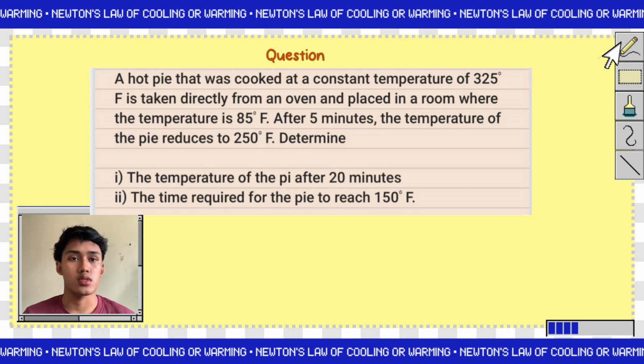A hot pipe that was cooked at a constant temperature of 325 degrees F is taken directly from an oven and placed in a room where the temperature is 85 degrees F. After 5 minutes, the temperature of the pipe is reduced to 250 degrees F. Determine the temperature of the pipe after 20 minutes. And lastly, the time required for the pipe to reach 150 degrees F.